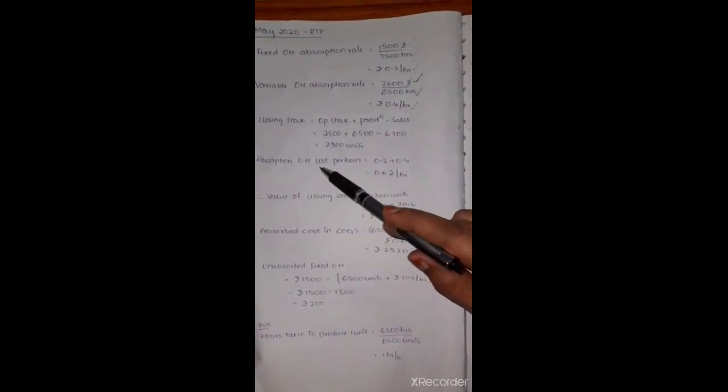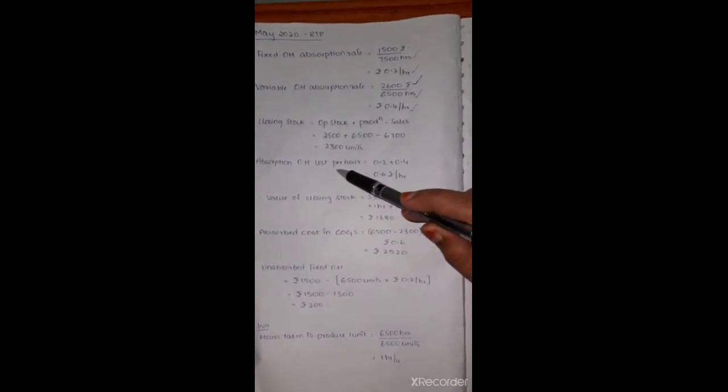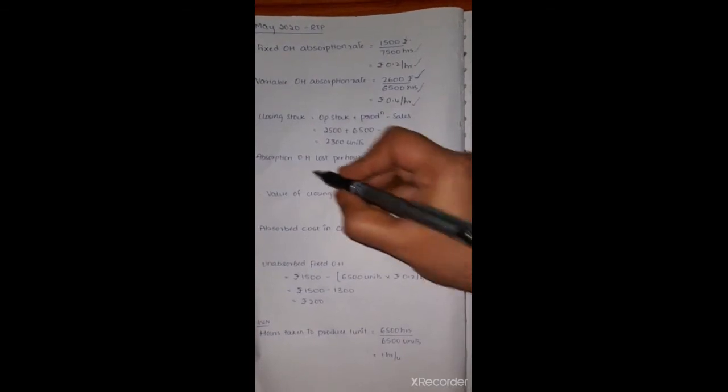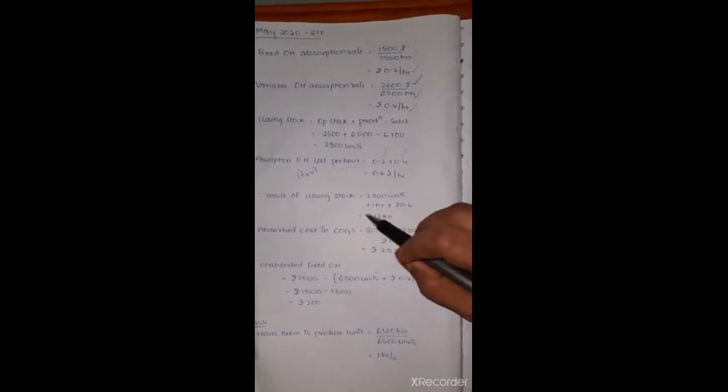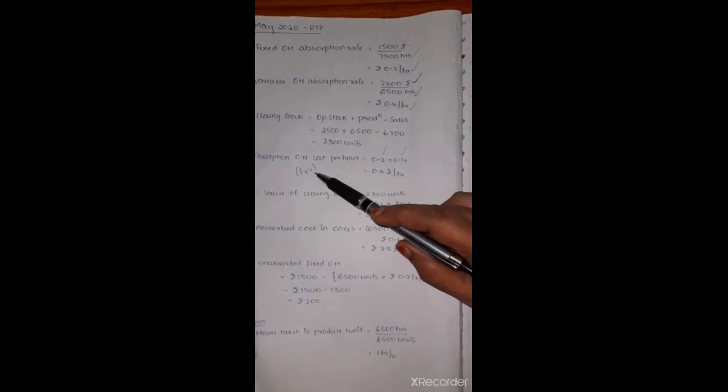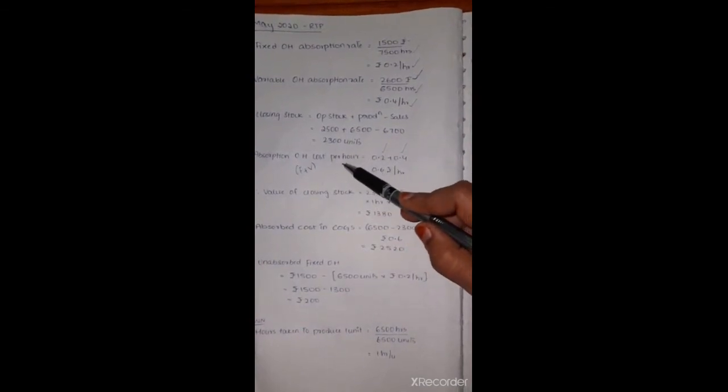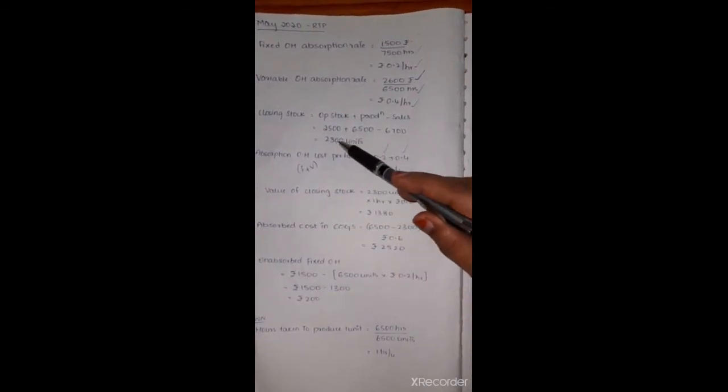So absorption overhead cost per hour, we need to calculate it on a per hour basis. So absorption overhead, total overhead, it means both fixed plus variable. Fixed overhead is rupees 0.2, variable overhead is rupees 0.4. Therefore the total absorption rate of overheads per hour is 0.6 rupees per hour. So the value of closing stock will be 2,300 units multiplied by 1 hour multiplied by 0.06 rupees per hour. So we will be getting 1,380 rupees.